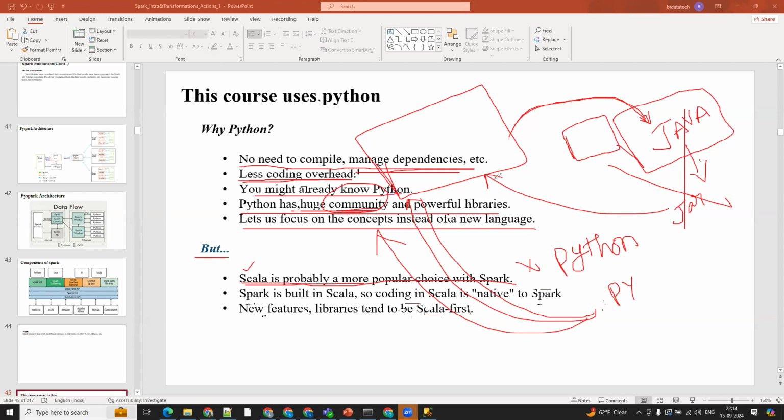And one more advantage is, when any new features are launched in Spark, first they'll be launched in the Scala language only. Scala new features will be available only in Scala. Later, after some point of time, they will be available for PySpark people.